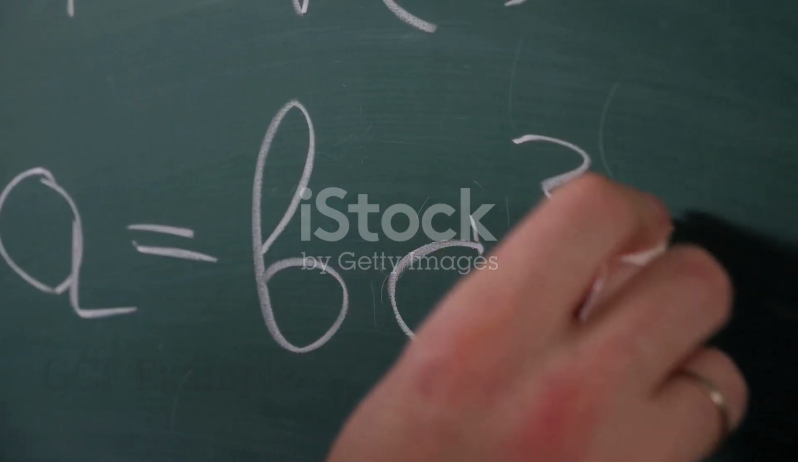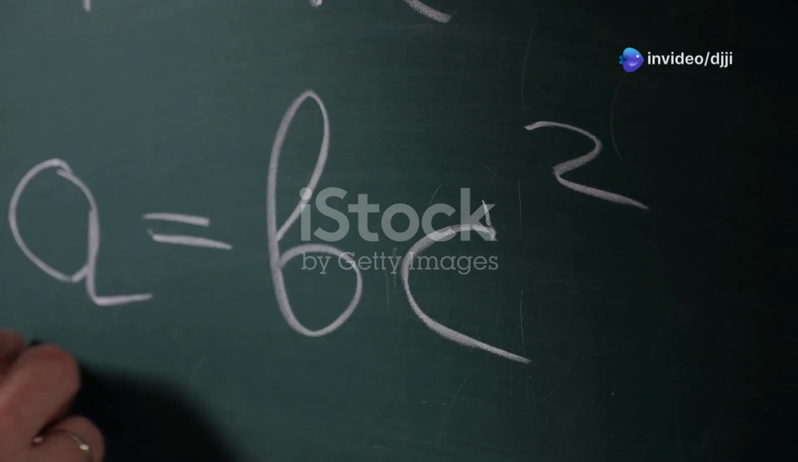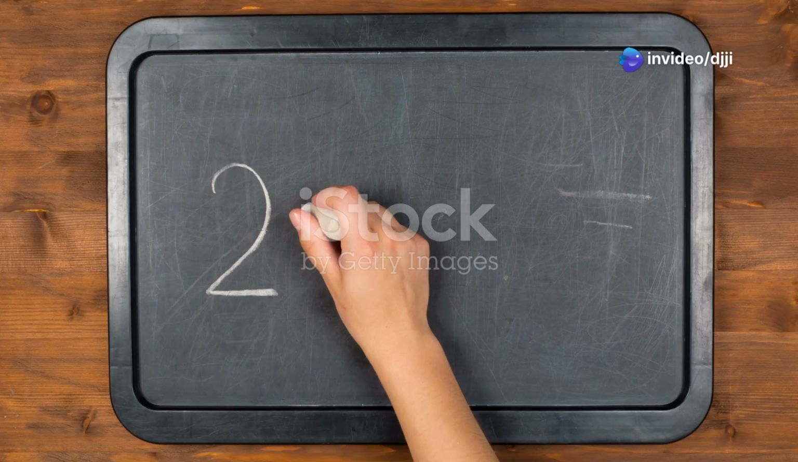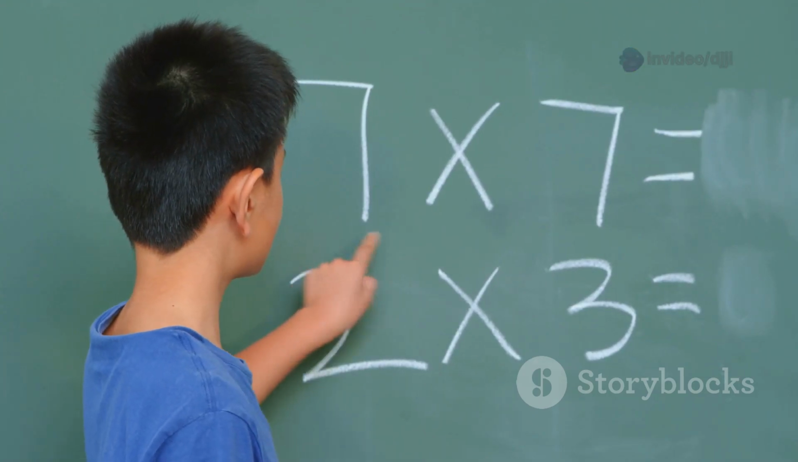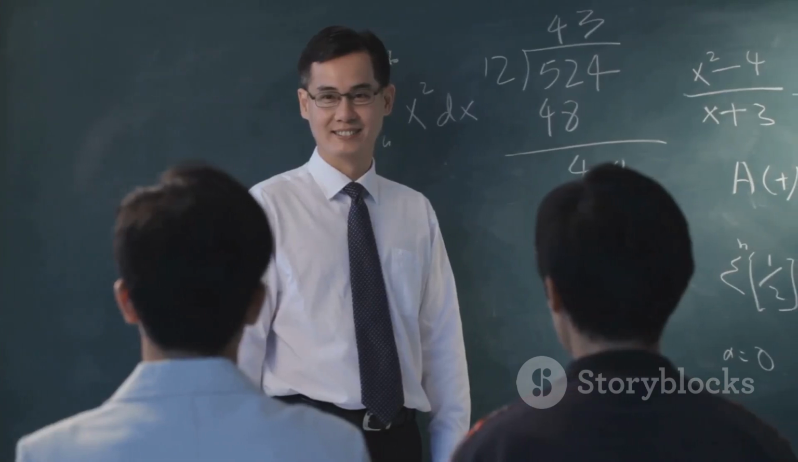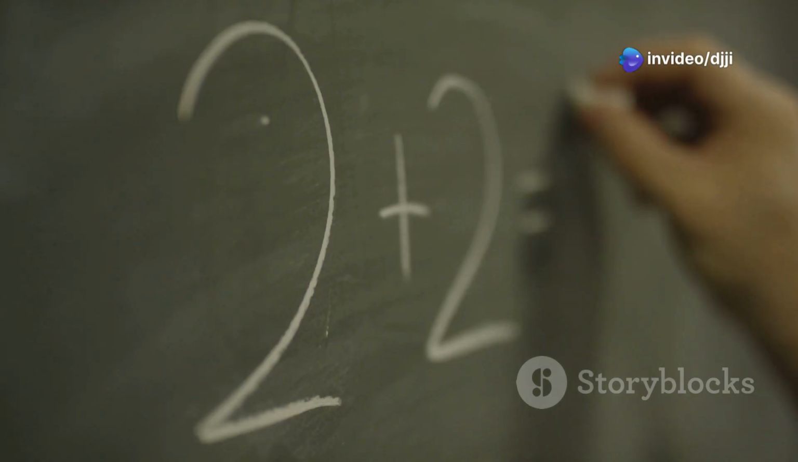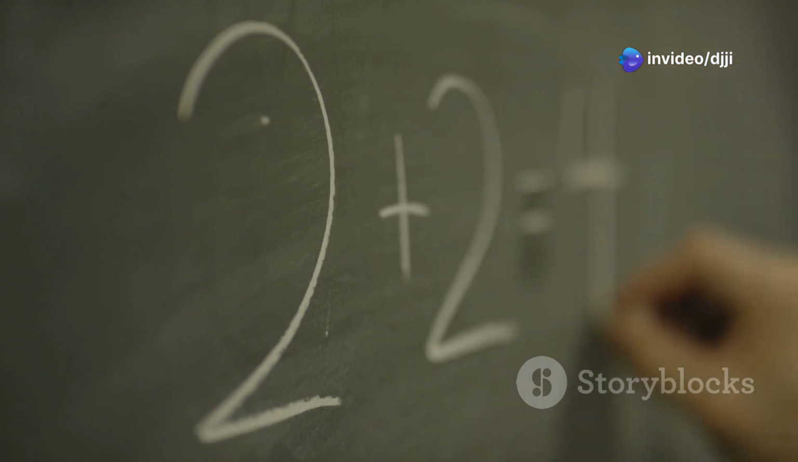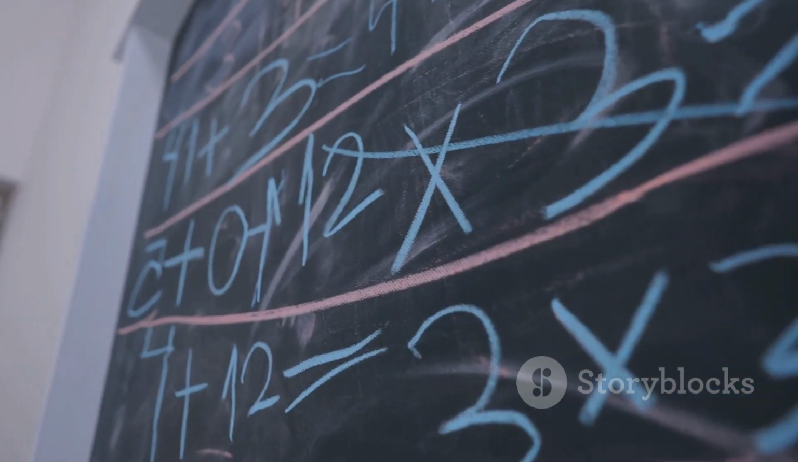Let's go through an example to find the GCF of 12 and 18 using the prime factorization method. First, we do the prime factorization of 12, which is 2 times 2 times 3. Next, we find the prime factorization of 18, which is 2 times 3 times 3. Now we look for the common prime factors, which are 2 and 3. Finally, we multiply these common prime factors together. 2 times 3 equals 6. So the GCF of 12 and 18 is 6.